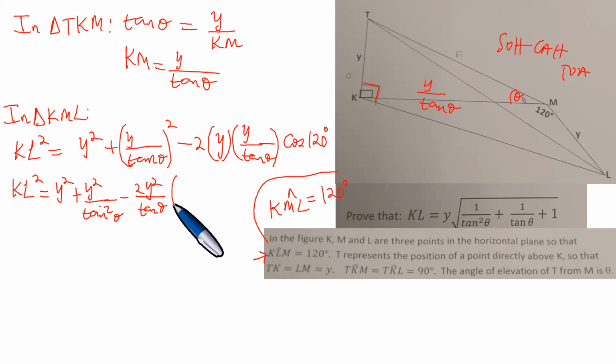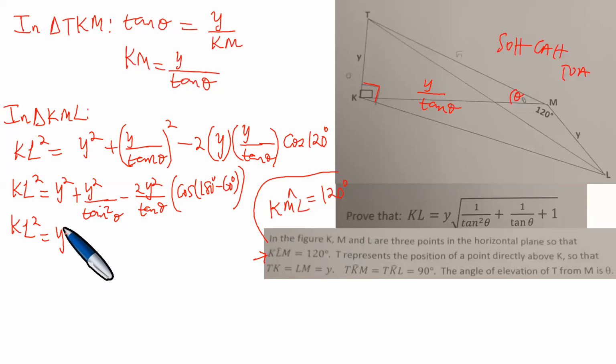What is this now? The cosine of 120 is the same, using reduction formulae, as 180 degrees minus 60 degrees, because this is clearly 120 degrees. In which case, therefore, we have KL squared, which is the same as y squared plus y squared divided by the tangent squared of theta minus 2y squared divided by the tangent of theta.